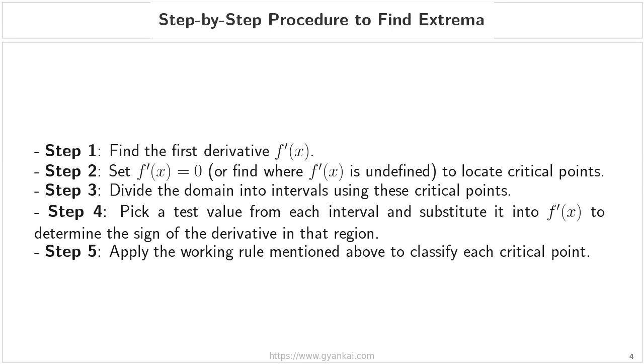Finally, in step 5, we apply the working rule from the previous slide. By observing whether the sign of f prime of x changes from positive to negative or negative to positive as we move across a critical point, we can officially classify that point as a local maximum or a local minimum. To see exactly how this process works in a practical scenario, let us move on to the next slide and apply these steps to a real-world profit optimization problem.